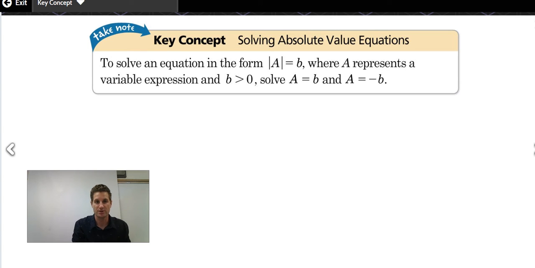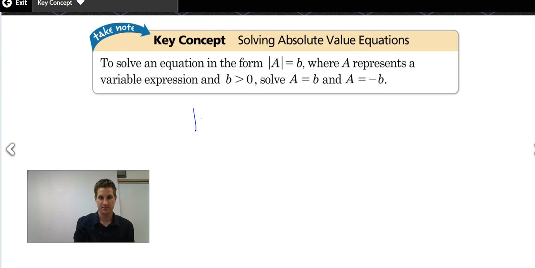Alright, first things up right here. Solving absolute value equations. So to solve an equation in the form of |A| equals B, where A represents a variable and B is any number bigger than 0, we solve A equals B, and we also solve A equals negative B. Remember, absolute value bars essentially mean the distance away from 0. So go ahead and write this down real quick.